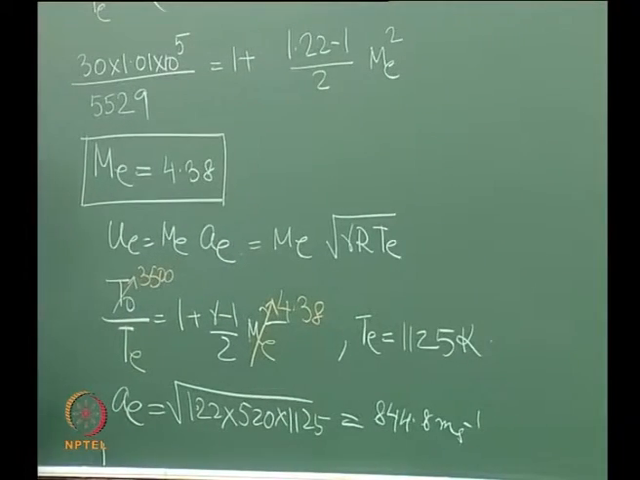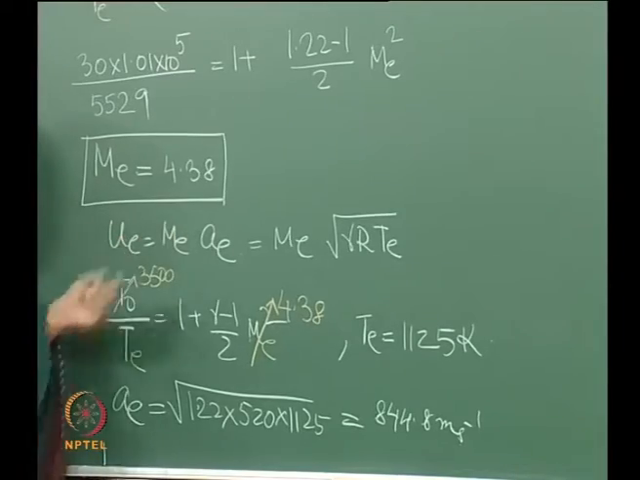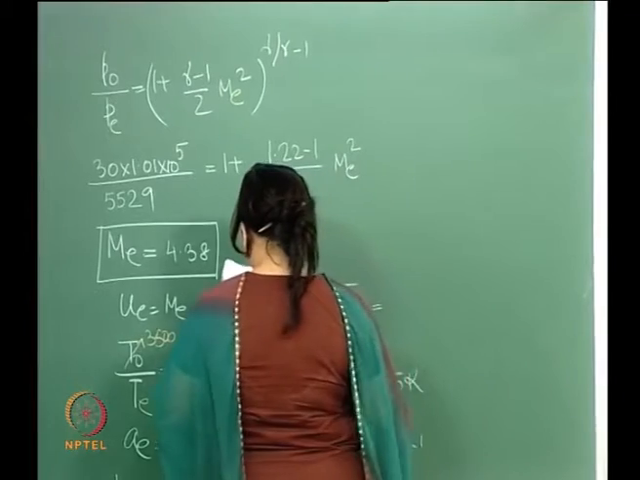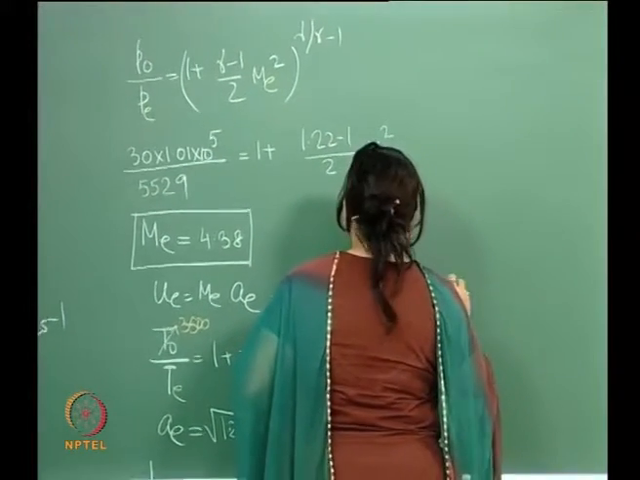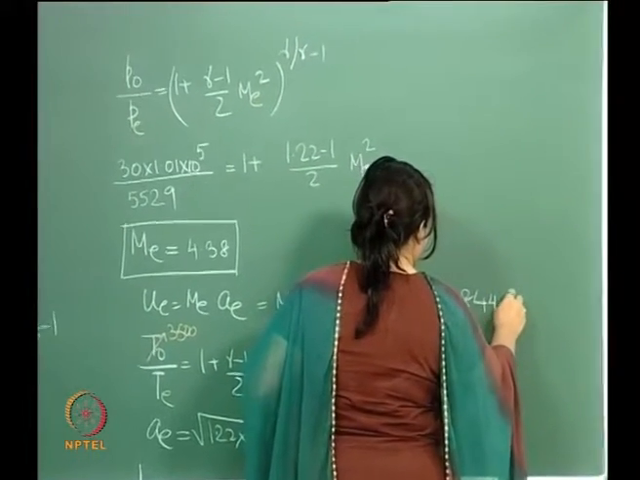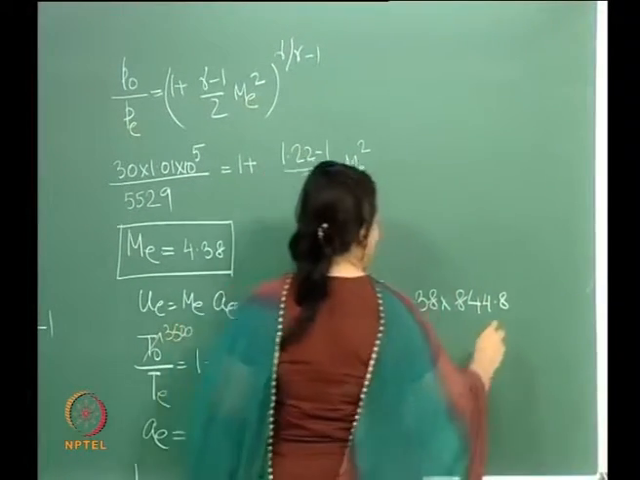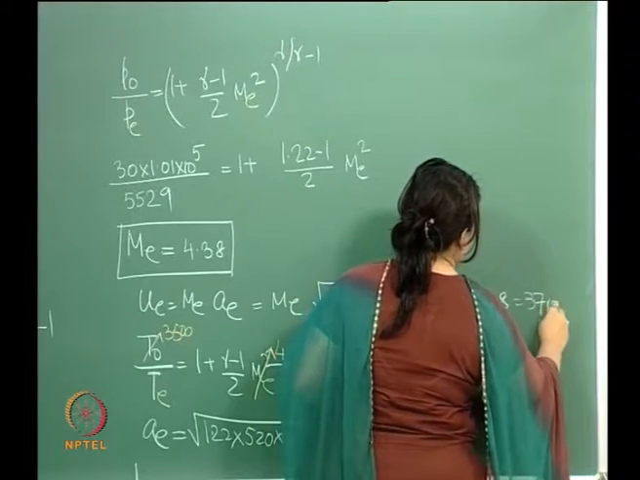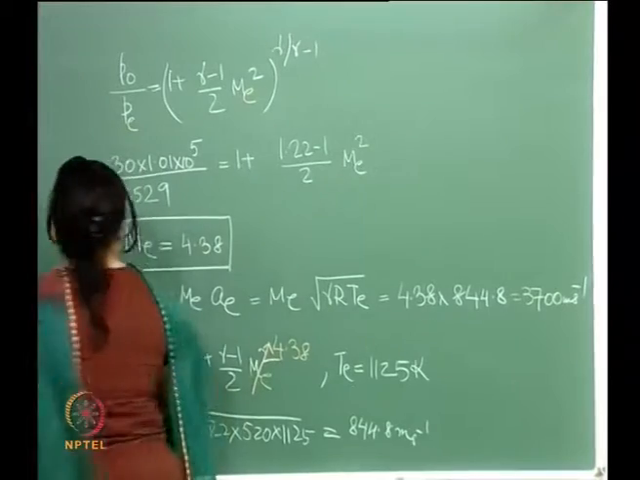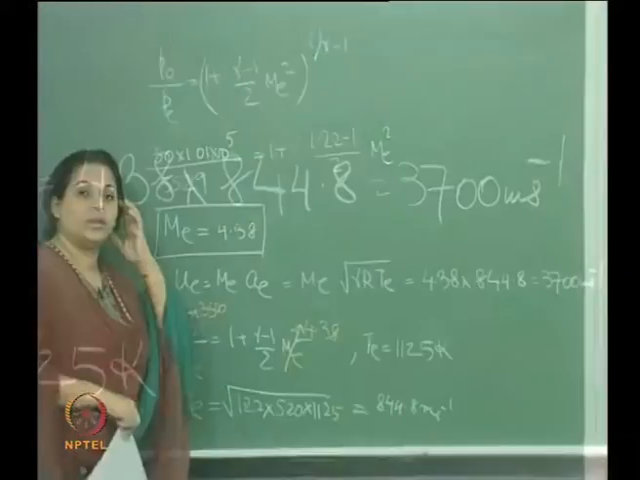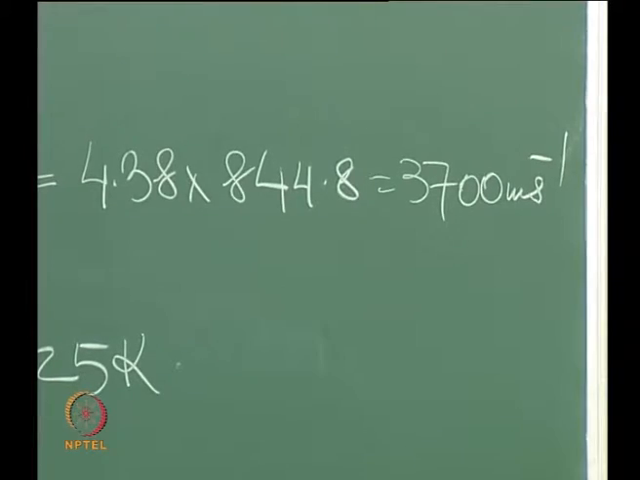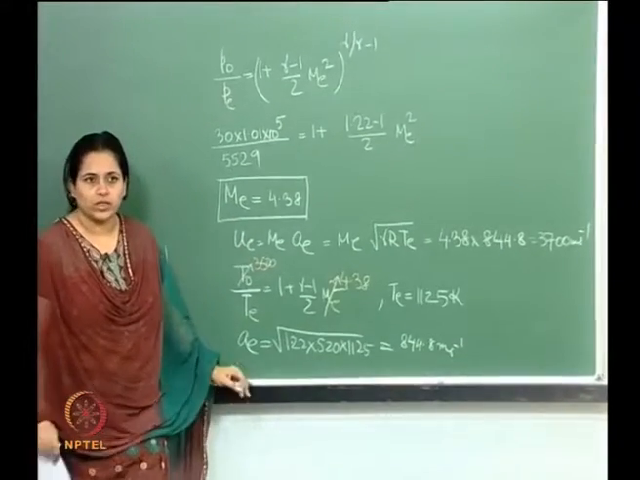Once having found that out, we'll go back and put it in here. So what we get here is basically this, and this comes out to be nearly 4,000 meters per second. It's 3,700 meters per second. So the velocity at the exit is 3,700 meters per second.